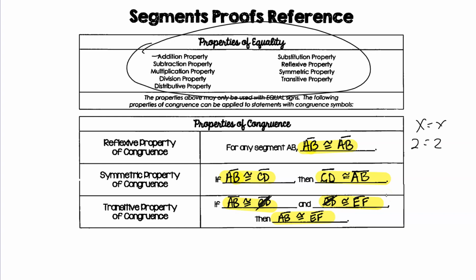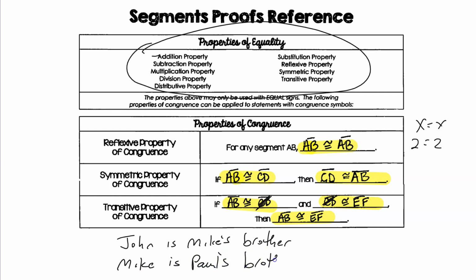Think of it like this. If John is Mike's brother, and Mike is Paul's brother, that means Paul and John should be brothers. All right.